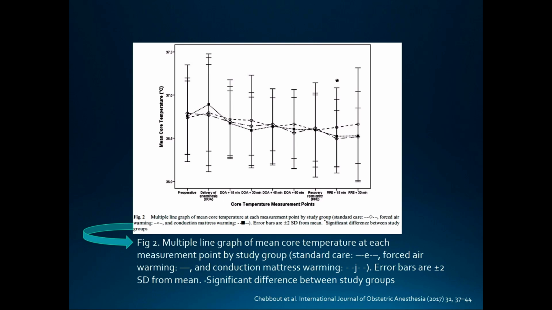There's not much difference in body temperature in the 3 comparison groups across all the different time points shown in the figure, but there is one significant difference here. It looks like the forced air group has the warmest temperature at recovery room entry plus 15 minutes. So I consider this an example of a figure with a clear message.